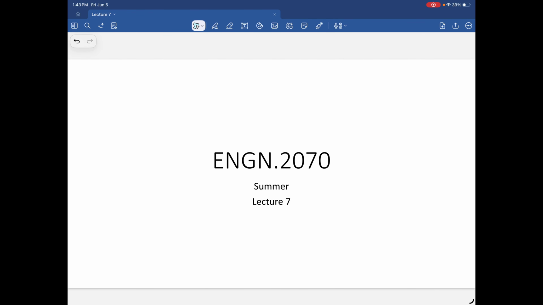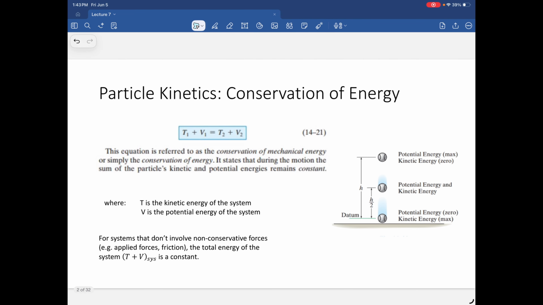Hi, everybody. So this is lecture 7, and what we'll be discussing today is conservation of energy. So the big difference between what we were doing yesterday, or the last lecture, in terms of work and kinetic energy, is that in conservation of energy, we have a single system where mechanical energy is conserved. We'll have two terms: T will be for the kinetic energy of the system, and we'll use V for the potential energy of the system, where V will be both spring energy and gravitational energy.